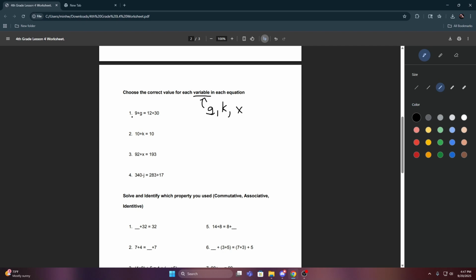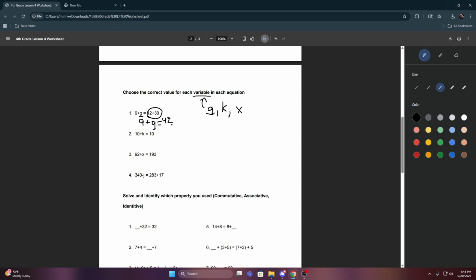So taking a look at number 1, 9 plus some number, which we don't know, is equal to 12 plus 30. So let's just simplify this on the right side here, which is 42, right? Because 12 plus 30 is 42. And now this means 9 plus some number will equal 42. And now the way you can solve this is you can think about it like getting rid of 9 on both sides to leave G alone here so that we can figure out what G is equal to.